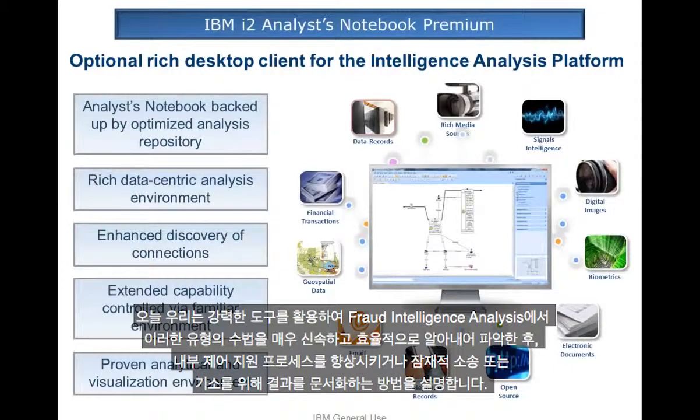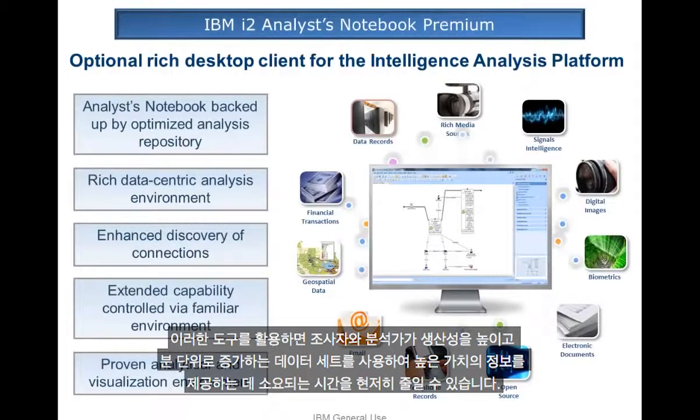Today we will utilize powerful tools and demonstrate how fraud intelligence analysis can help you uncover and identify these types of schemes very quickly and effectively, ultimately documenting the results for supporting process improvement of internal controls or for potential litigation or prosecution. Utilizing these tools allows investigators and analysts to increase their productivity and to greatly reduce the amount of time required to deliver high-value intelligence with data sets that are growing by the minute.